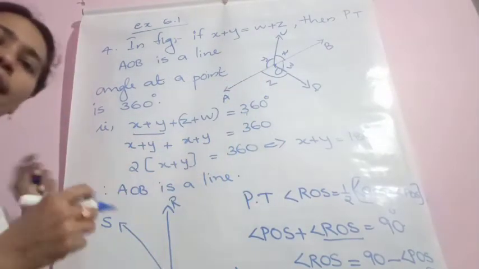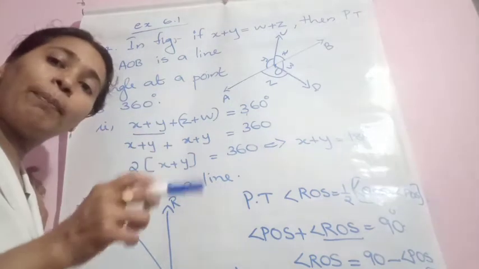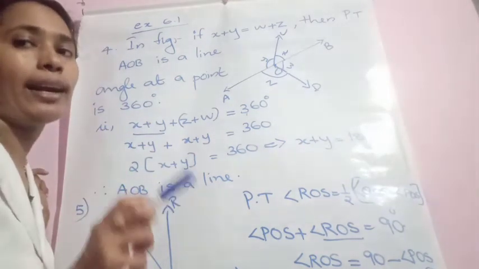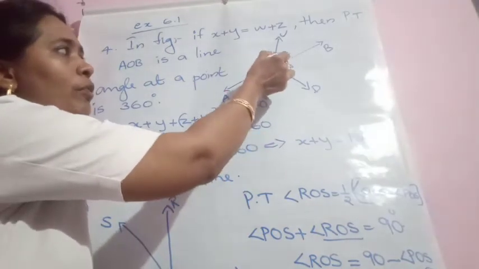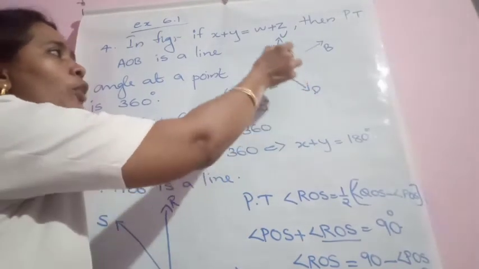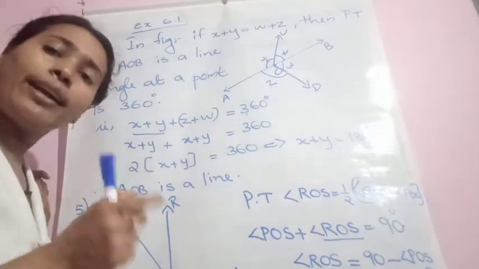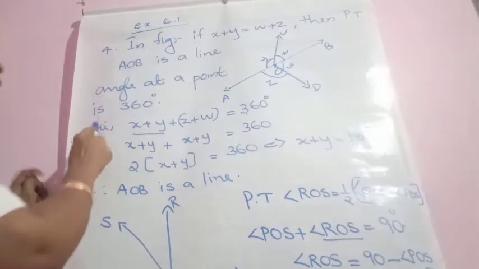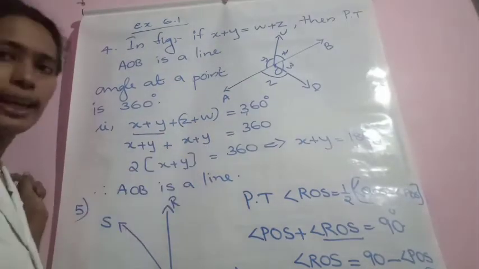And we have studied that angles at a point is 360 degrees. See this one. If you draw a circle starting from here, when you complete it, it forms a circle, no? That's why the full angle is 360 degrees. So we can write x plus y plus z plus w equal to 360 degrees.